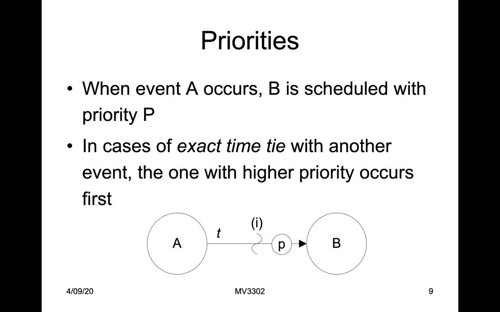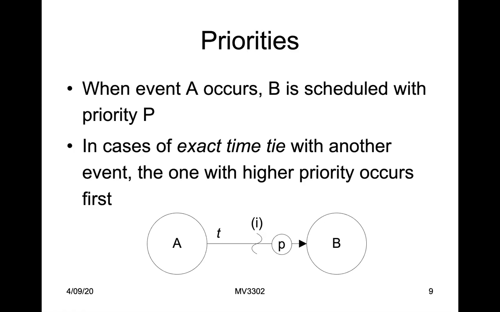And by itself, the event list has no reason to schedule one or the other. Again, the event list's criterion for ordering the events, at least as a first cut, is based strictly upon what time it is scheduled. But sometimes you have an exact time tie with another event. In that case, we can specify a priority on the scheduling edge. Here, P for priority. And again, this is the last option for the scheduling edges.